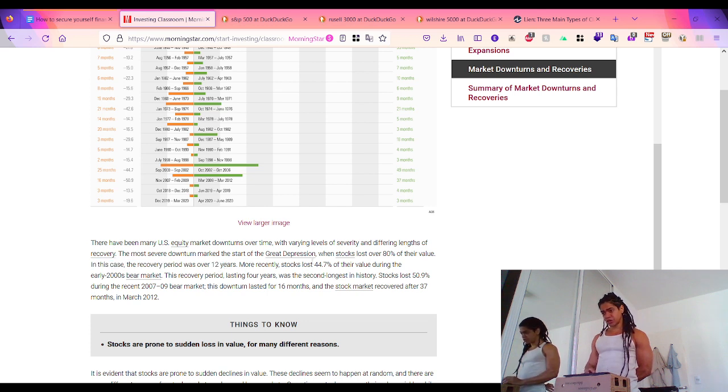More recently, stocks lost 40.47% of their value during the early 2000s bear market. This recovery period, lasting 4 years, was the second longest in history. Stocks lost 50.9% during the 2007-2009 bear market. This downturn lasted 16 months, and the stock market recovered after 37 months in March.